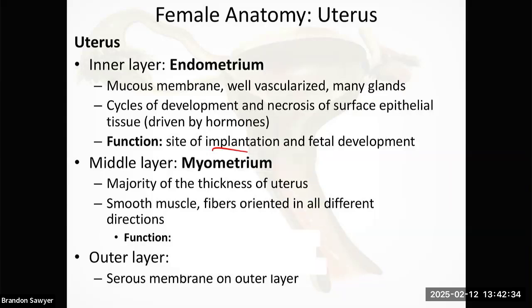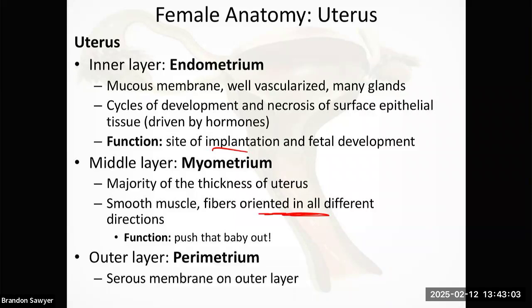And then the middle layer is all muscle. This is known as the myometrium. The myometrium is the majority of the thickness of the uterus. This is all smooth muscle fibers, and they're all oriented in different directions. So they're not parallel, but oriented in multiple directions. It's very, very strong muscle tissue, able to completely collapse on itself and do just what it needs to do, which is push that baby through the birth canal.